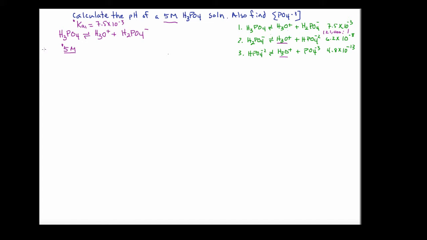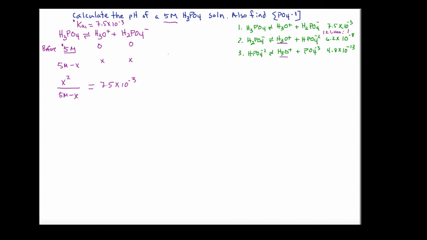So you want to set up your ICE table. In my class, I call it a before and after. Initially there's going to be 0 of the H3O plus and 0 of the dihydrogen phosphate. At equilibrium, we're going to have 5 molar minus x, and then x of the H3O plus and x of the dihydrogen phosphate. When we set up our expression, we're going to have x squared over 5 molar minus x, and the whole thing is going to be equal to 7.5 times 10 to the minus third.